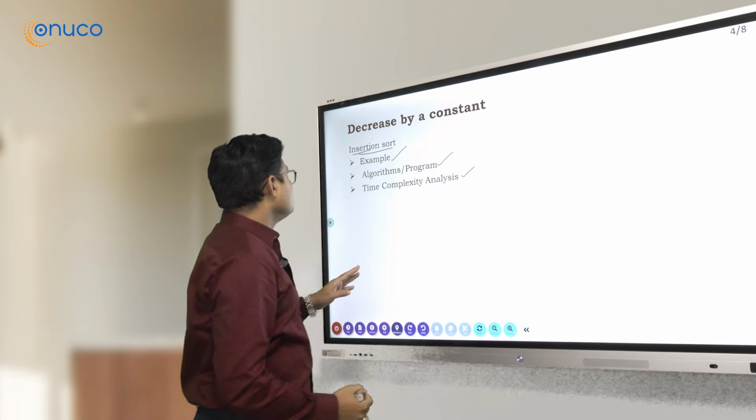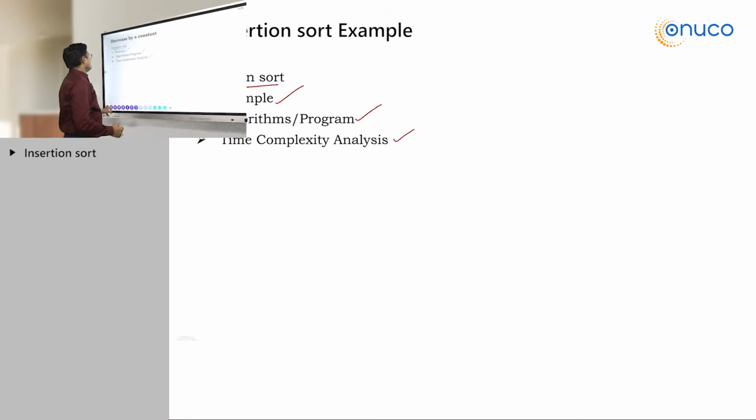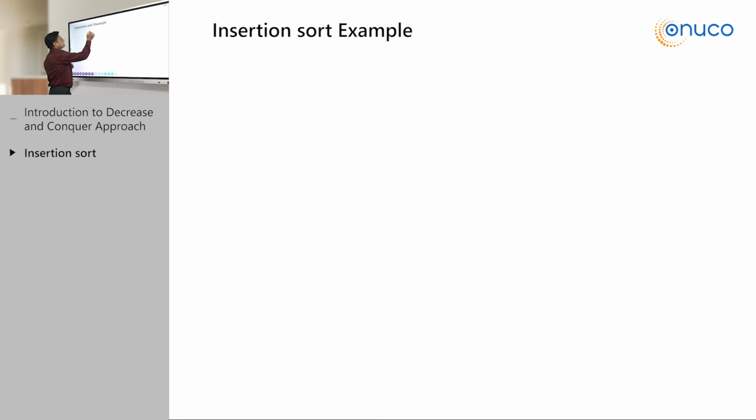Let us discuss an example, the algorithm, programs and its time complexity. Say here we have 10, 5, 8, 2, 6, 3. Number of elements is 6, and the indexes are 0, 1, 2, 3, 4, 5.